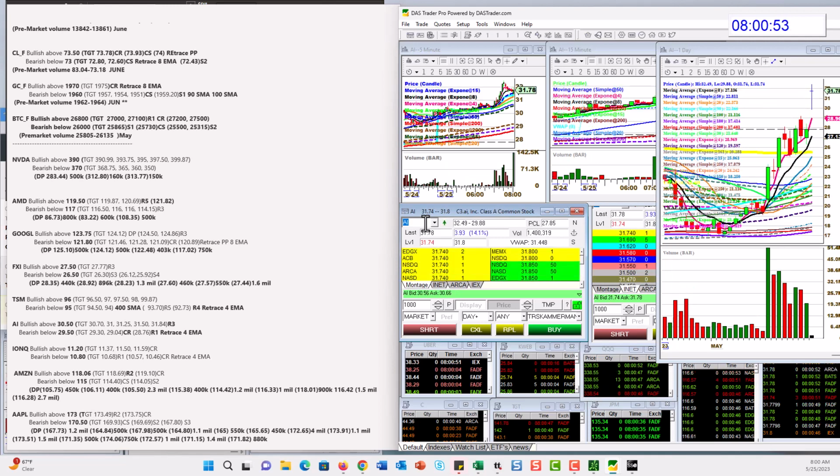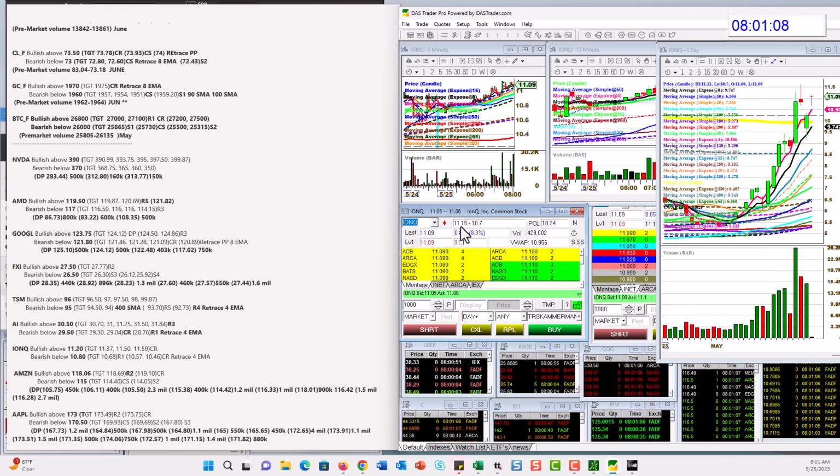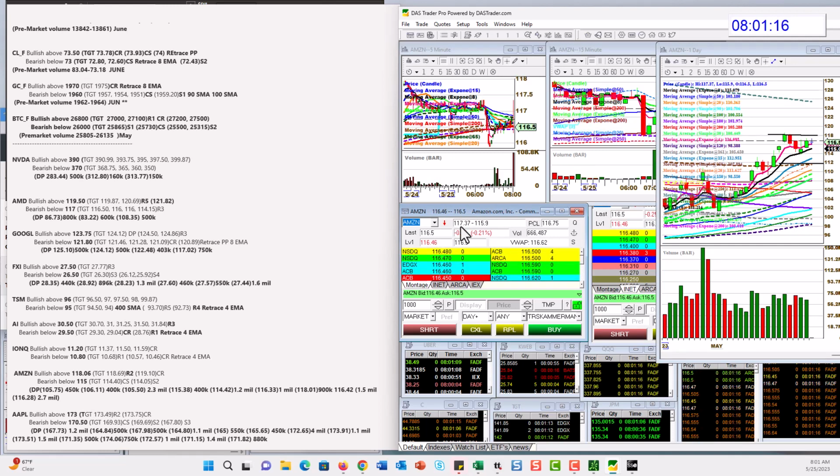AI, taking off. I know we're bullish above 30.50, but there's always another level. All right, R3 is 31.84, let's see, 32.50. All right, next level. IONQ, bullish above 11.20, bear below 10.80 for a retrace. Amazon, will it move today? I know we've had big prints, it takes a while, but bullish above 118.06, bear below 115.